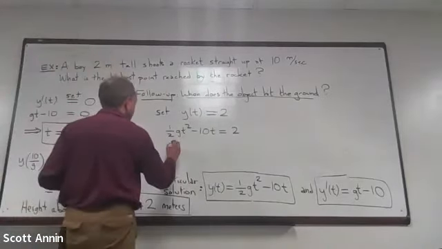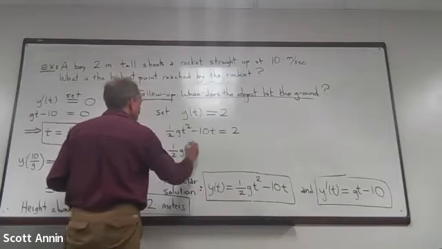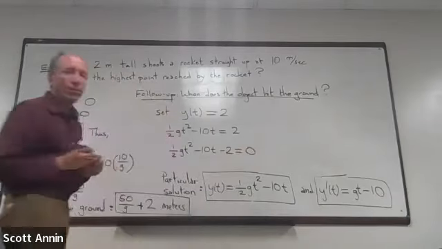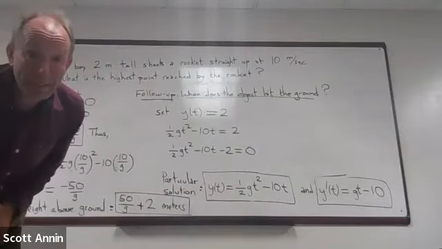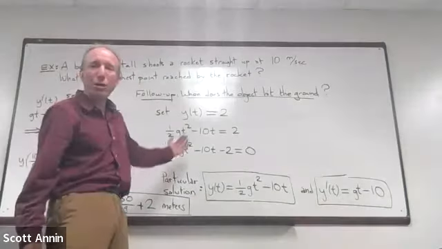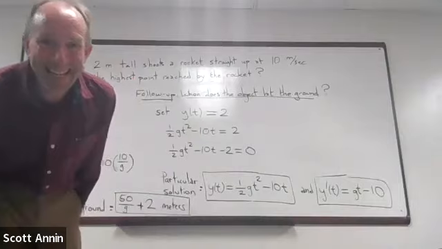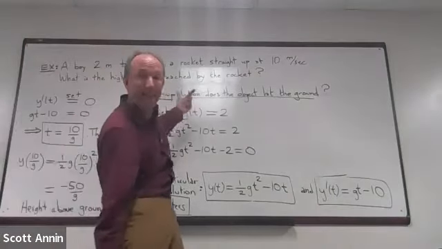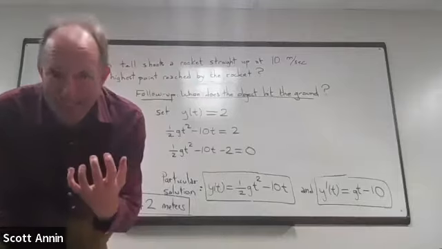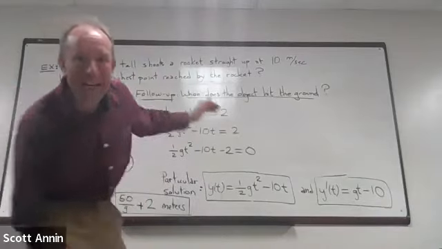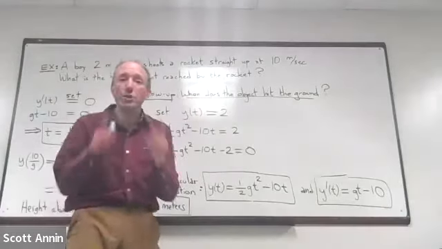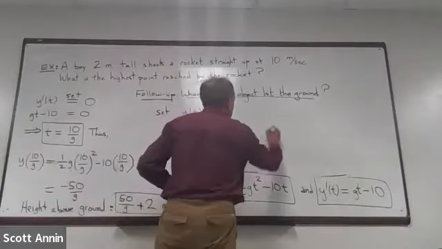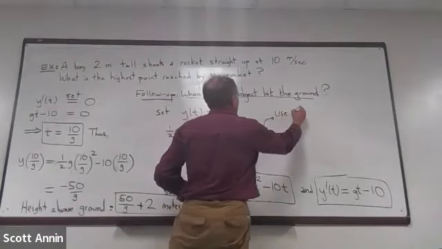I can rewrite it in a more standard way by just subtracting the 2 over to the left side. This is just ax squared plus bx plus c, basically, right? And so we can solve for t. Remember, t is the question. When? It's always important to read these things closely. What are they really asking for? They're asking for when, which is a time. So we can solve this for t using the quadratic formula.